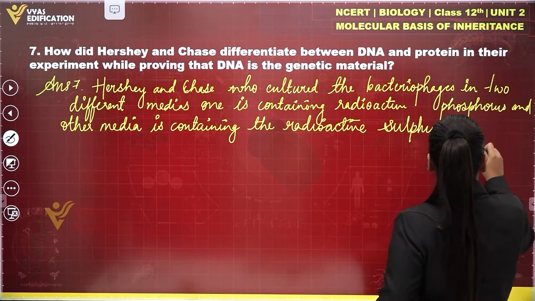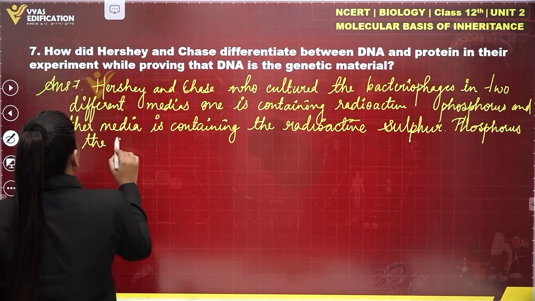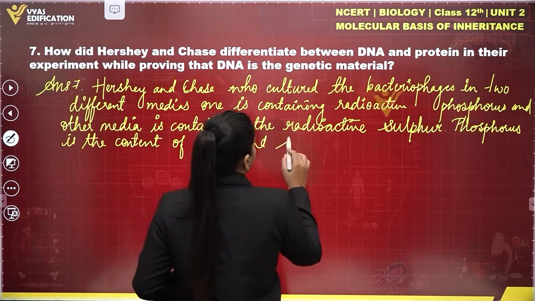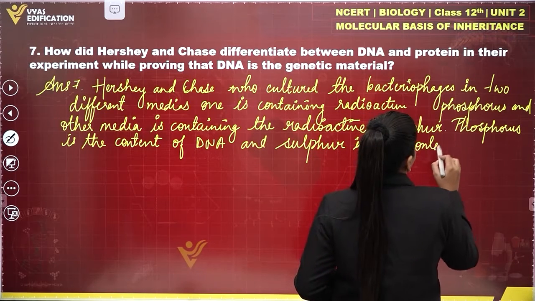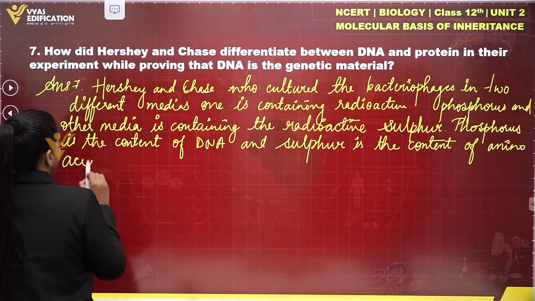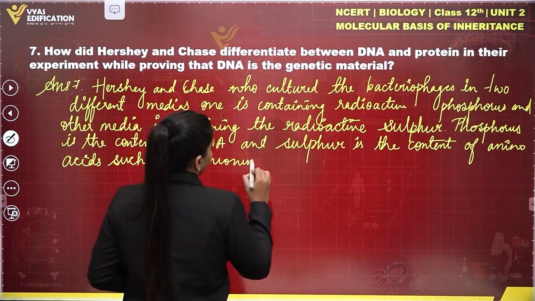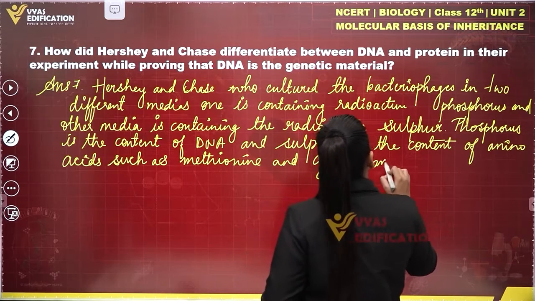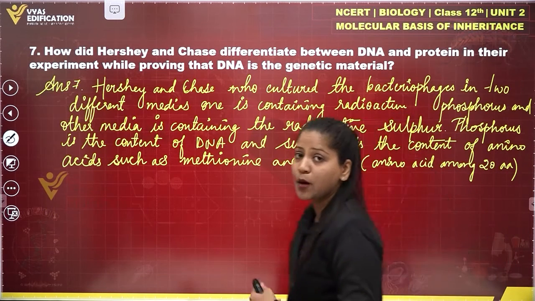Now we know that phosphorus is the content of DNA, and sulfur is the content or constituent of amino acids such as methionine and cysteine, which are the amino acids among 20 amino acids which forms protein.